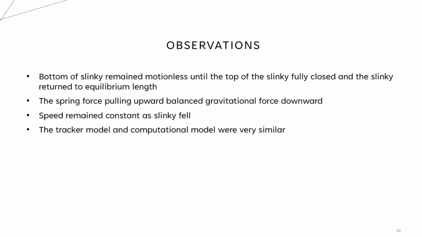The bottom of the slinky remained motionless until the top of the slinky fully closed and the slinky returned to its equilibrium length, and the spring force pulling upward balanced the gravitational force downward, and acceleration did remain constant as the slinky fell. So this is, as stated before, an indication that the F net was 0 and the forces were balanced. And like I said, the tracker model and the computational model were very similar.